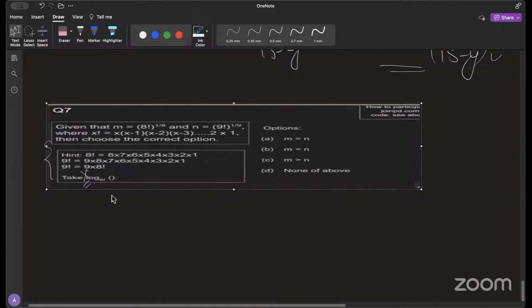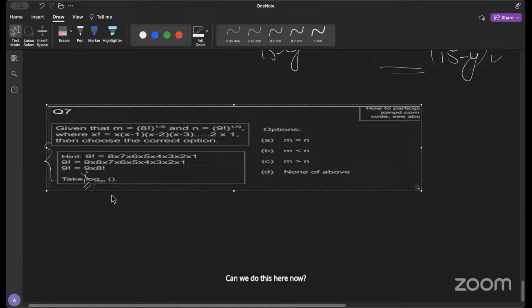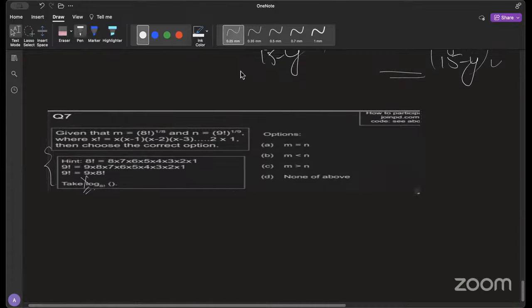Can we do this here now? One second. I am getting confused in MN. I think option B is correct. I think option C. Okay.